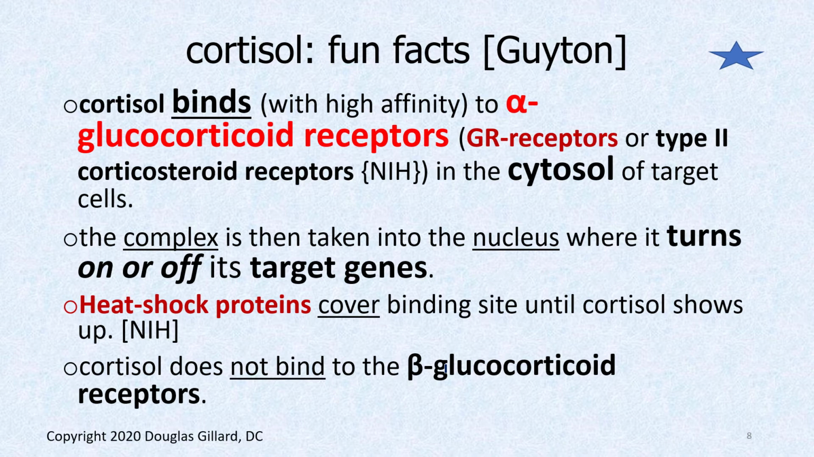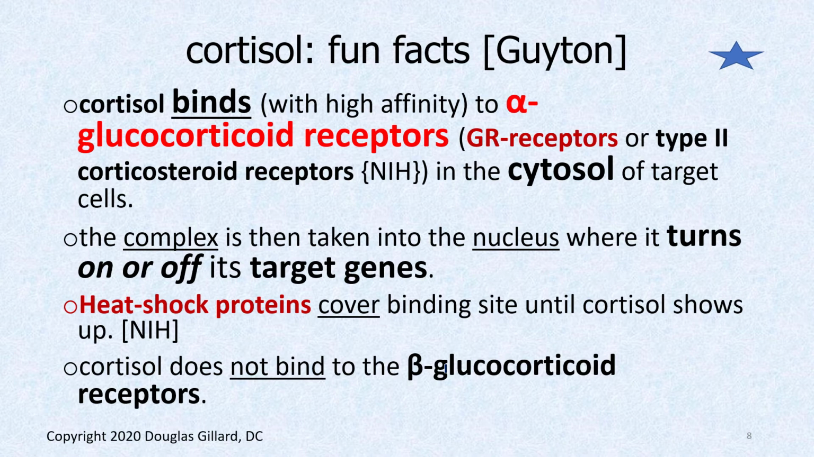And it binds to, we said, glucocorticoid receptors. Those are its receptors. Specifically, it binds to the alpha glucocorticoid receptors. Sometimes they're called GR receptors. Sometimes they're called type 2 cortisol receptors. So there are some AKAs for those. They are not on any cell membranes, because cortisol is a steroid. It can go right through the cell membrane, no problem. The receptors live in the cytosol and are not on the cell membrane.